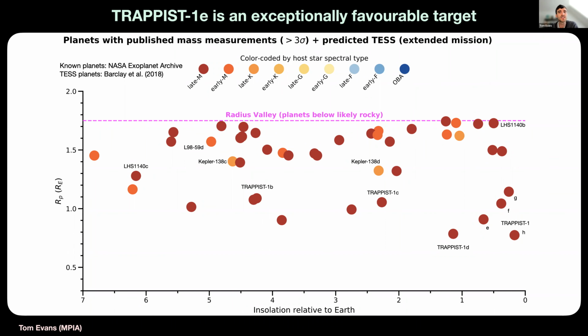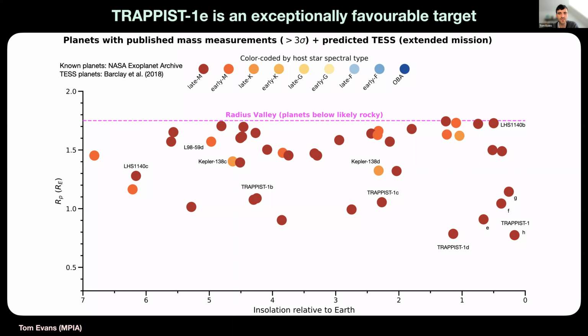So here is a plot of rocky planets that transit with the insolation that they receive along the horizontal axis and their radii along the vertical axis. Currently known planets with published mass measurements are labeled on this plot, and all of the other planets that are shown are hypothetical planets that are expected to be found by TESS based on the predicted yields of Barclay et al. Each planet is color-coded by its host star spectral type, and it's clear that most of the transiting rocky planets will be around red dwarfs, largely thanks to the small stellar radii, making them easier to detect.